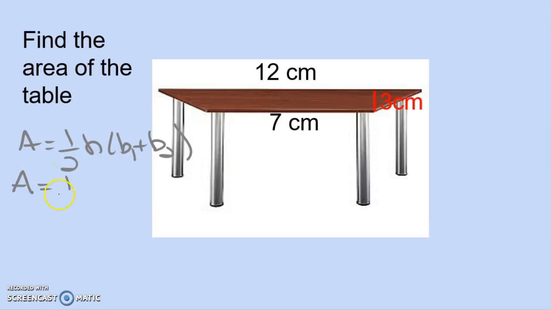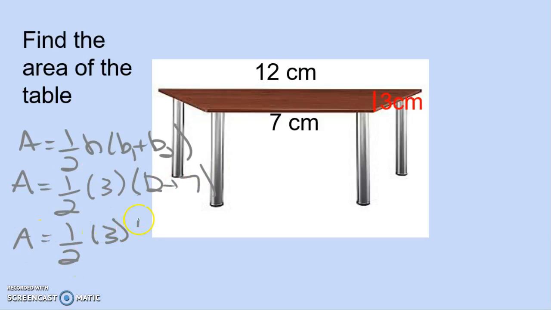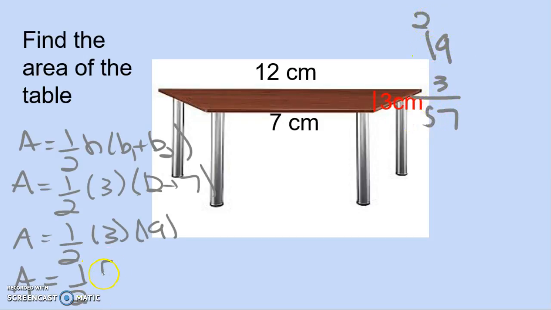So our area is 1/2 times 3 times 12 plus 7. So it's 1/2 times 3, and 12 plus 7 is 19. Now I'm going to do 3 times 19 first. So we have 1/2, 19 times 3, I'll do that up here. We get 9 times 3 is 27, carry the 2, get 57. So we have 1/2 of 57.